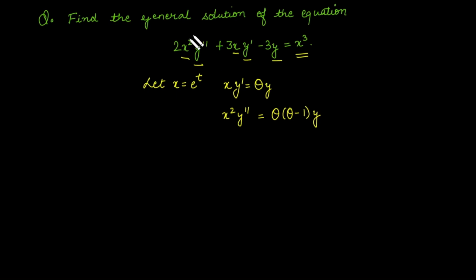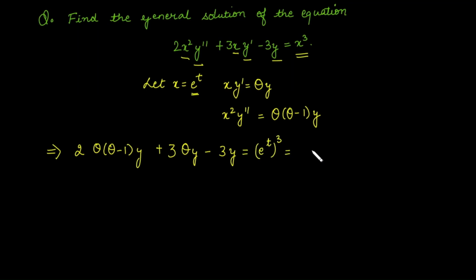Substitute these values in this differential equation. So we have 2 times x squared second-order derivative as theta into theta minus 1 into y, plus 3 times x first-order derivative replaced by theta y, minus 3y is equal to x cubed. So x is replaced by e raised to power t, power 3. This further is equal to e raised to power 3t.